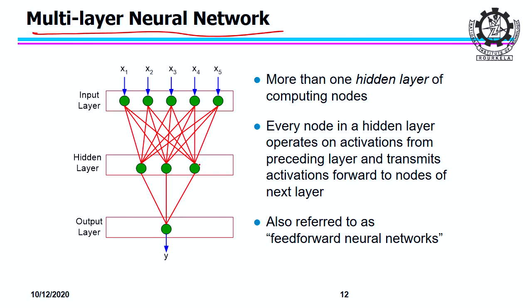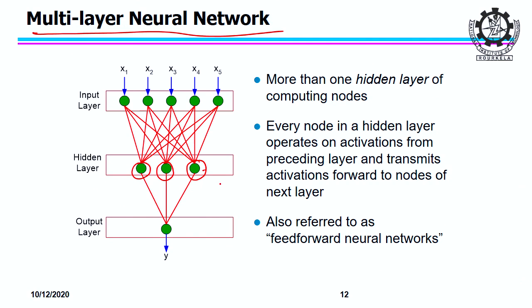So, here each one is a perceptron, this one is one perceptron, this one is one, and that one is also a perceptron. Whenever we have to solve some complex problem, let us say a complex classification problem where the classes are not linearly separable, we generally use the multi-layer neural network. So, what is that? More than one layer of computing nodes.